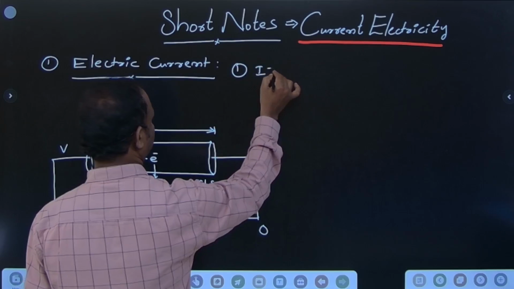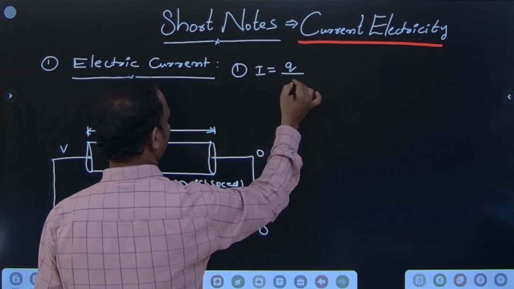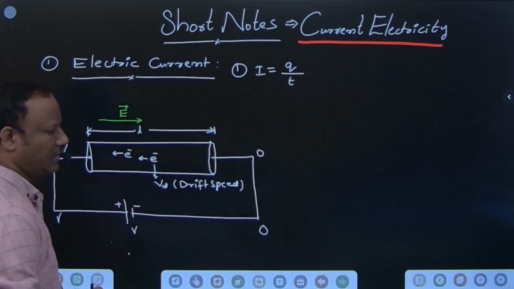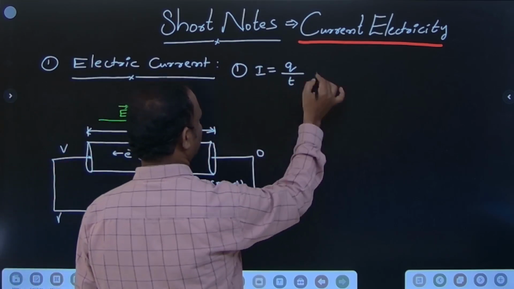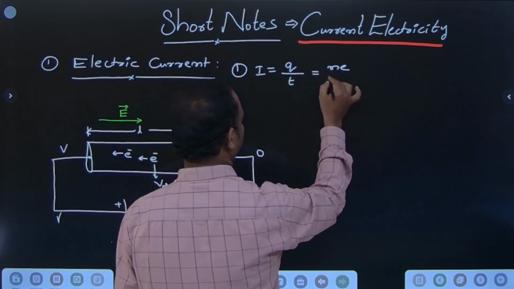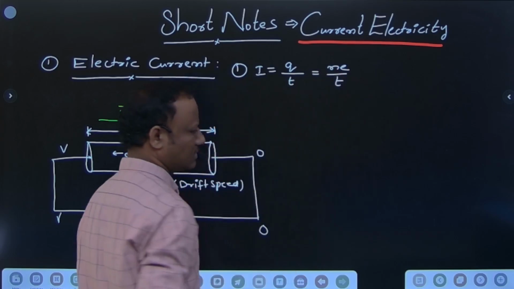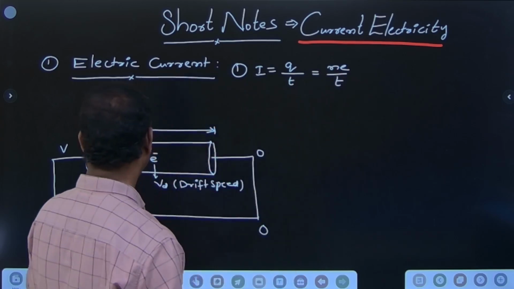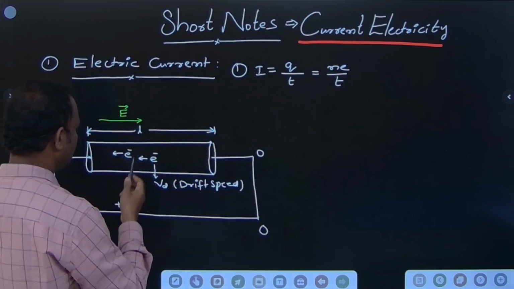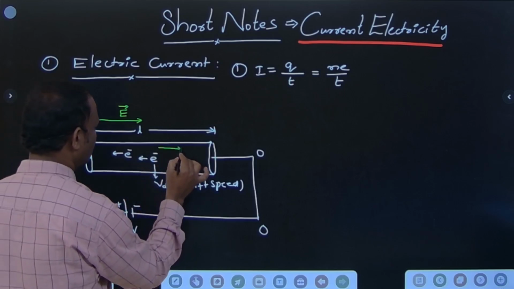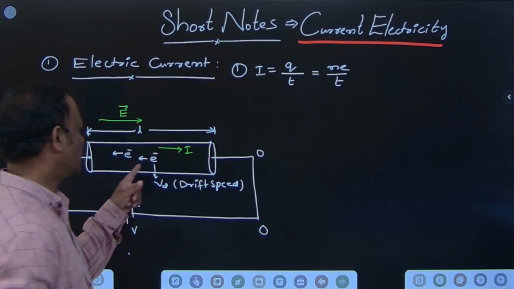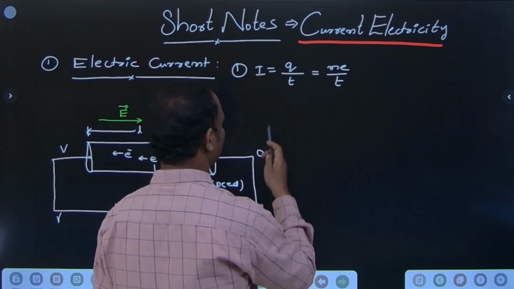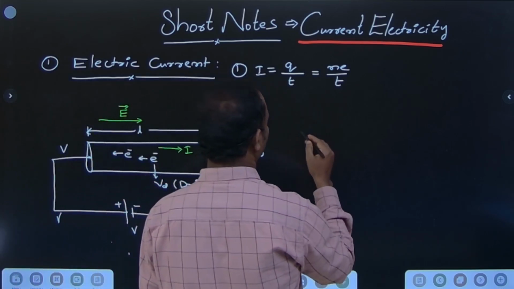So first, what is electric current? I is equal to Q by T. Second, I is equal to NE by T, where N is the number of electrons, that is, how many electrons are moving. The current direction is opposite to the direction of the electrons. So I is equal to Q by T, which is equal to NE by T.